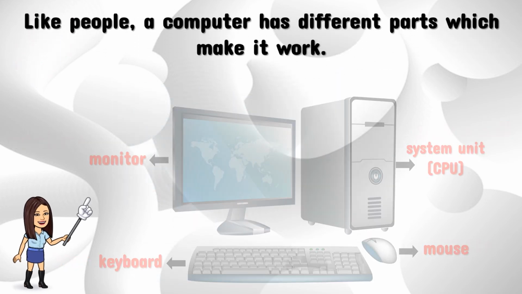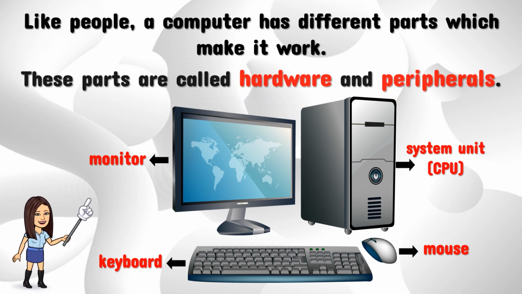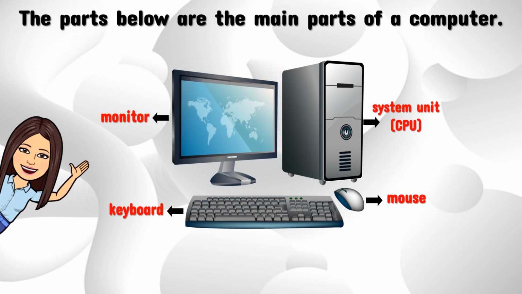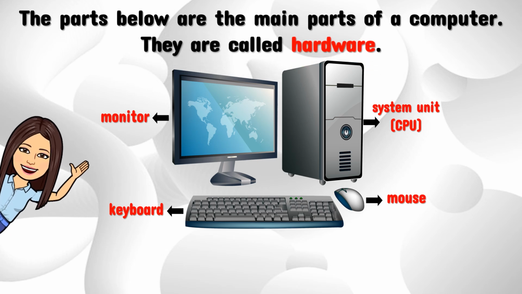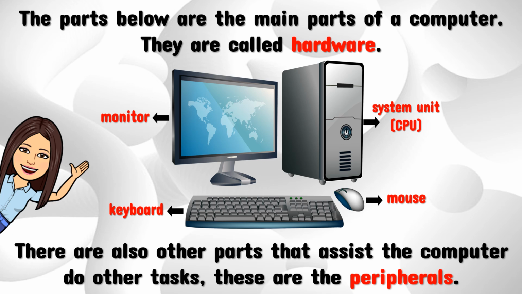Like people, a computer has different parts which make it work. These parts are called hardware and peripherals. The parts below are the main parts of a computer. They are called hardware. There are also other parts that assist the computer do other tasks. These are the peripherals.